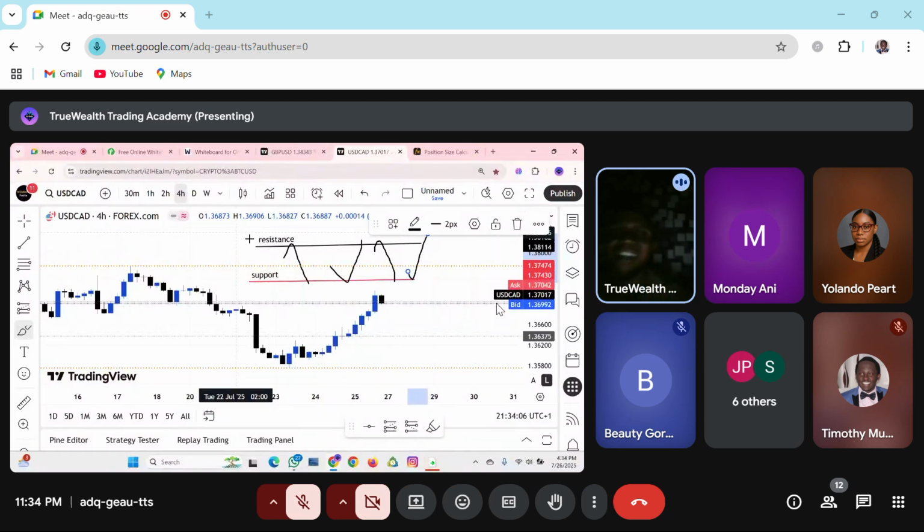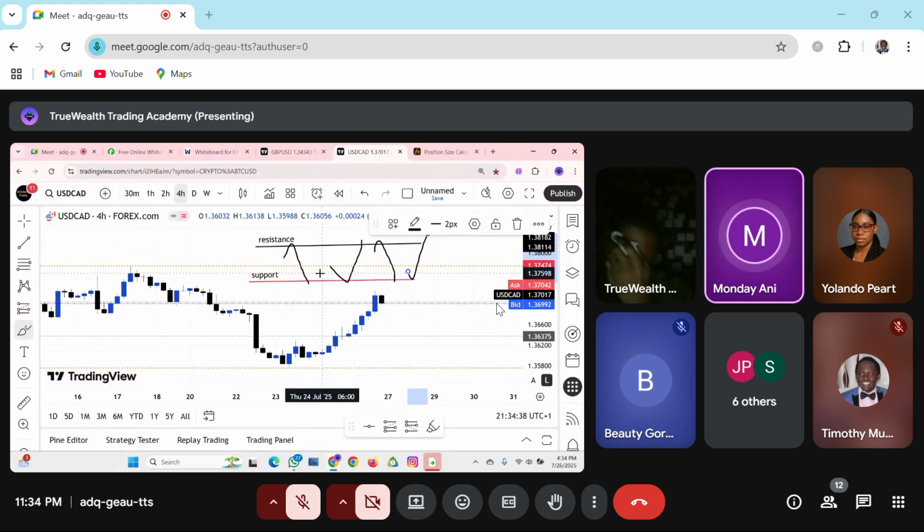But get it clearly: resistance is known as supply. Support is known as what? Demand. Resistance is known as what? Supply. Support is known as what? Demand. They are also called point of interest, key levels, and order blocks. Why? This is where the big banks buy, and this is where the big banks sell. Does it make sense? Yes.